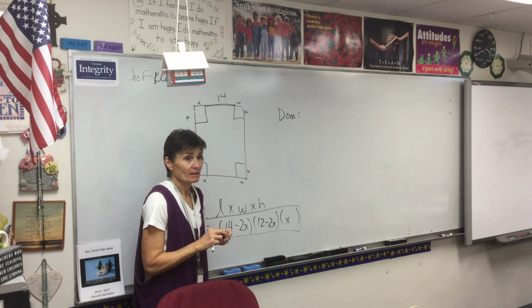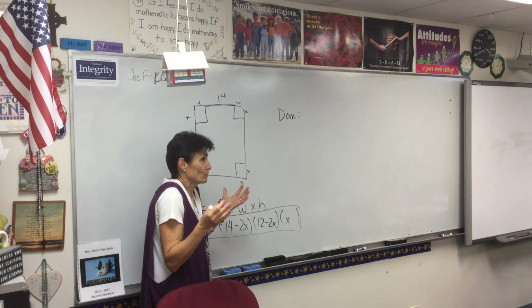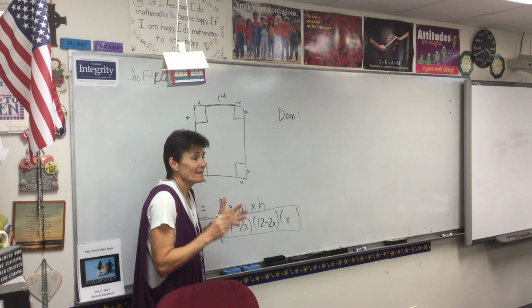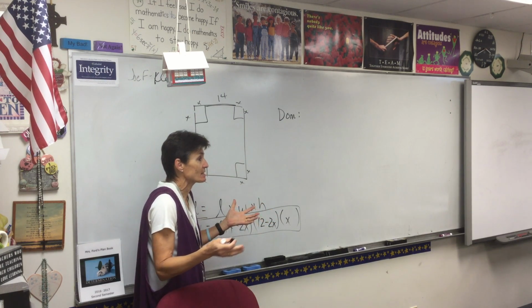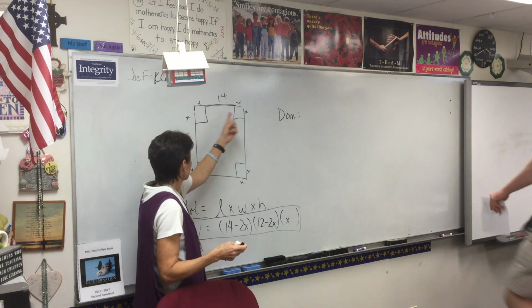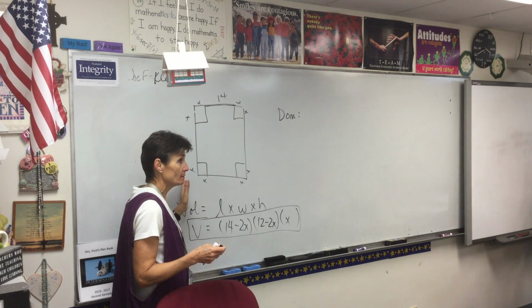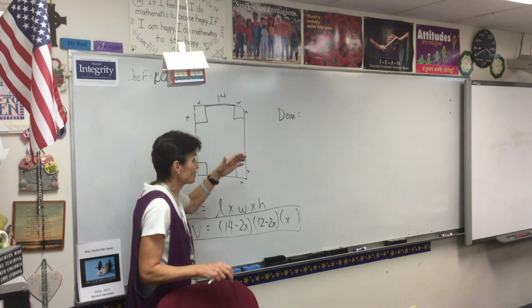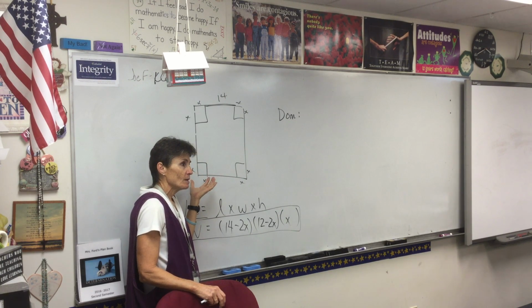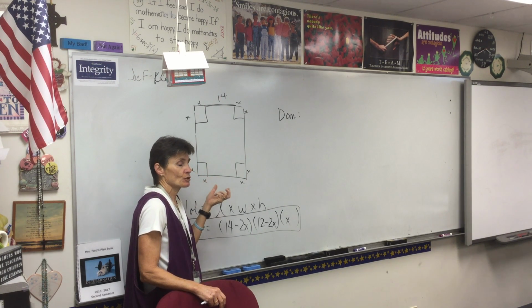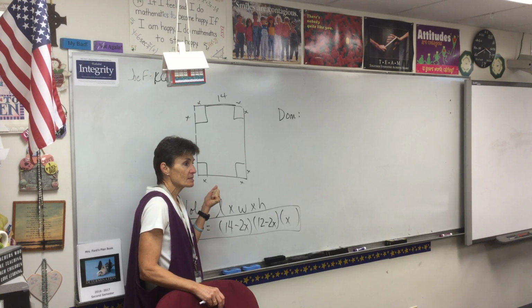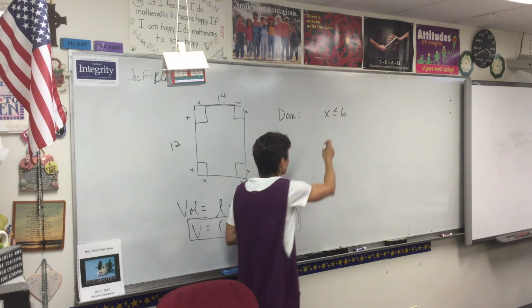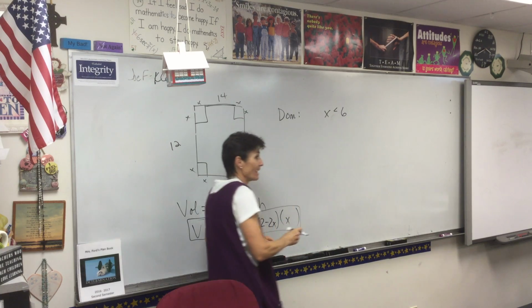Domain is the values of x that make this problem reasonable. X couldn't be 100, for example. Why can x not be 100? That just doesn't even make sense, because why? Because the paper is only 12 long. And if it's only 12 long and you're cutting a chunk off each end, obviously you can't take 100 off of 12. So what is the most you can take off? 6. 6 is the most you can take off. Whatever you take off has to be less than 6.